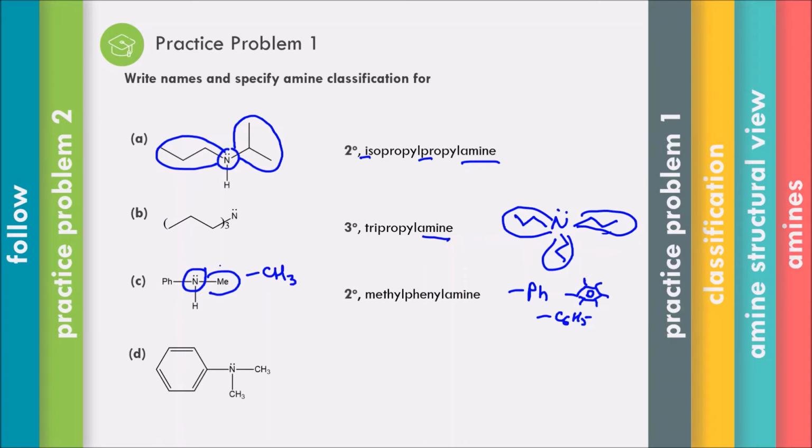So there are 2 main groups, methyl and phenyl. Put it alphabetically, M followed by P and amine in the end. So you get methylphenylamine. And notice that it's a secondary amine because it has 2 organic groups. One is phenyl, second one is methyl.